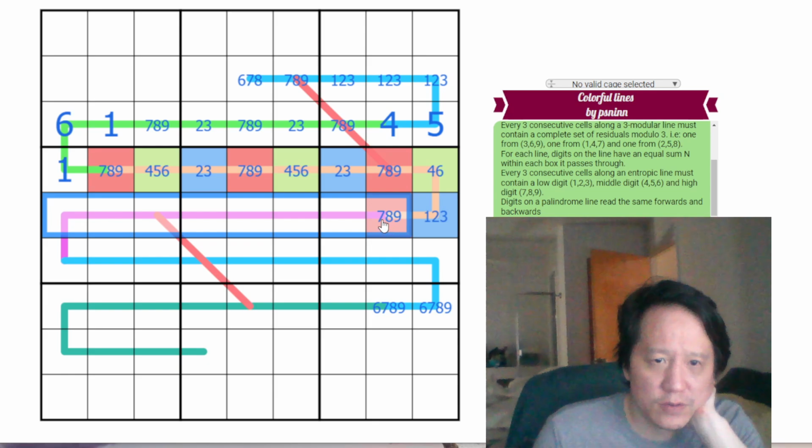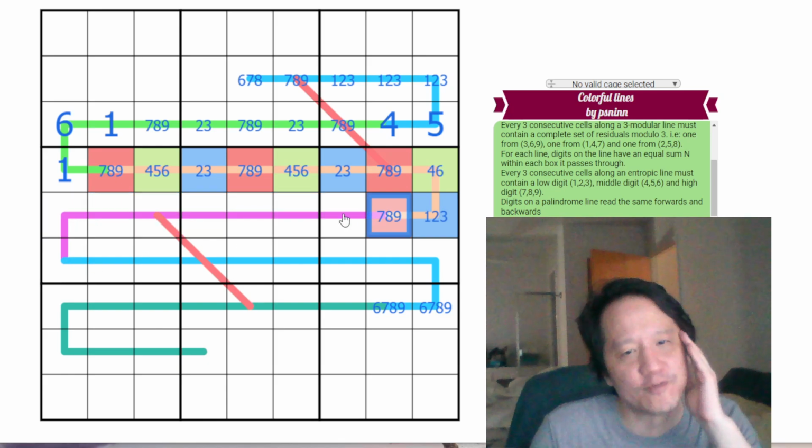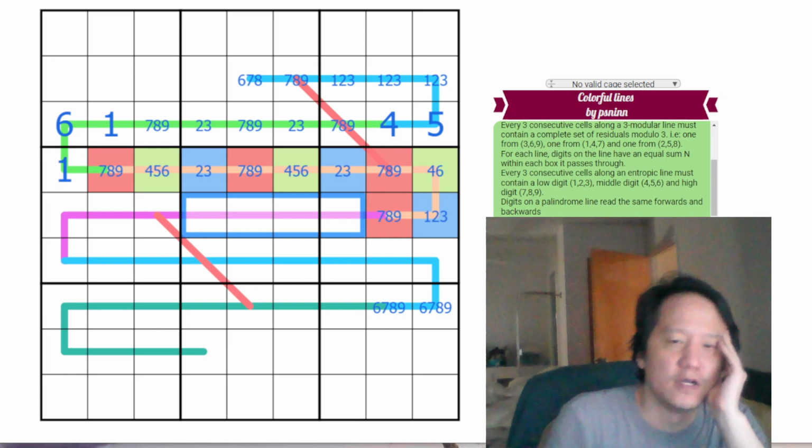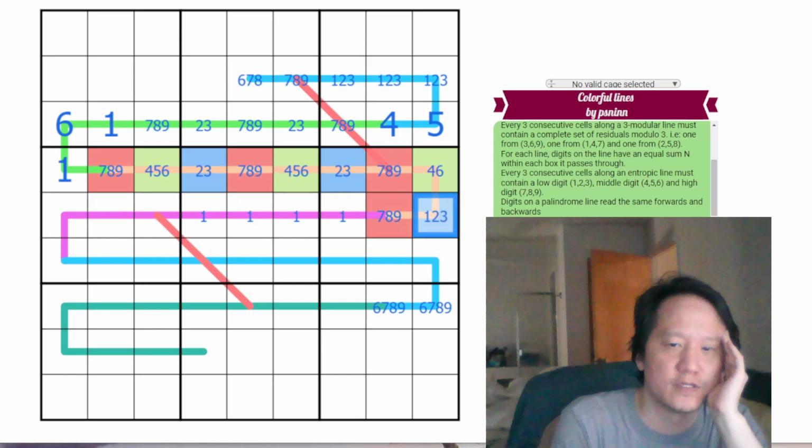So, this is 1, 2, 3, 4, 5, 6, 7, 8, 9. There's 9 digits on the renban. Therefore, the 1 has to be here somewhere. Therefore, this is 1. No, this could be 1, too. Shoot. Okay, so one of these is 1. This can't be 1. So this cannot be 1.